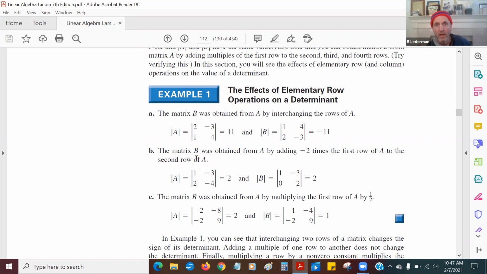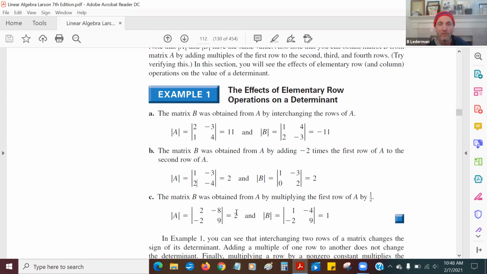Now let's do another example. Matrix B is obtained from matrix A by adding -2 times the first row to the second row. So here's my row 1, 2, -3, and here's my other row, 2, -4. As we typically do, we want to turn that into a 0. It's a very typical thing to want to do with matrices. So we did a row operation where we added -2 times the first row onto the second row. Very standard thing. Now, if you notice, when we did that, the determinants of the two matrices are exactly the same. That's 2 and that's 2.